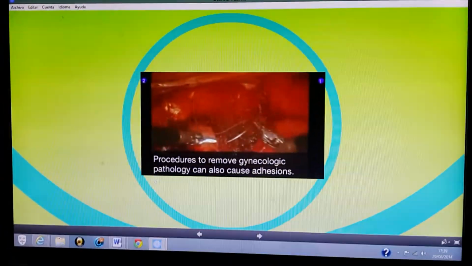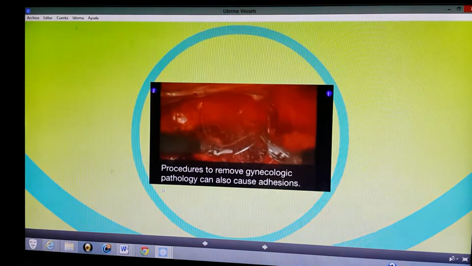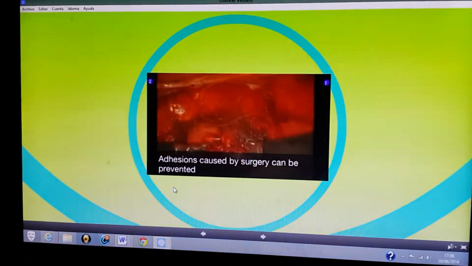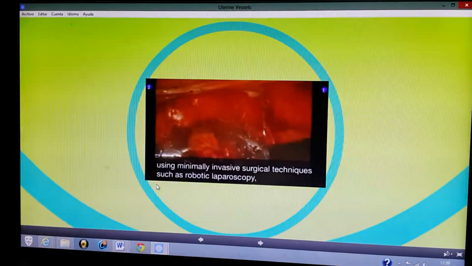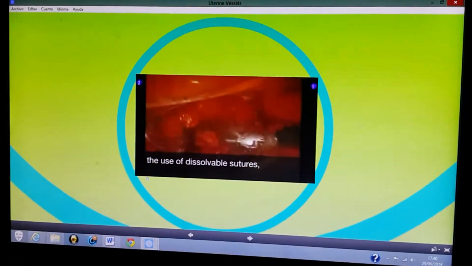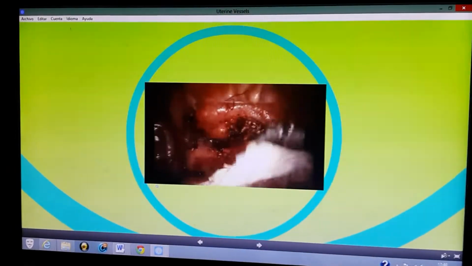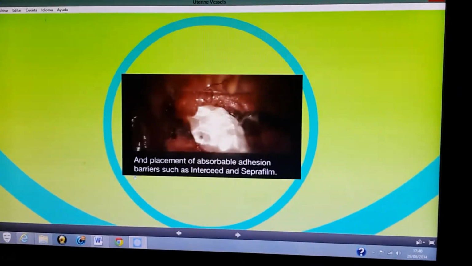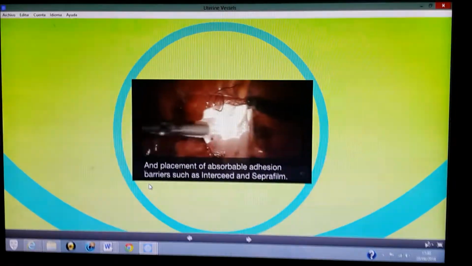Procedures to remove gynecological pathology, such as hysterectomy, can also cause adhesions. However, adhesions caused by surgery can be prevented. This can be achieved by using minimally invasive surgical techniques such as robotic laparoscopy, the use of dissolvable sutures, and the placement of absorbable adhesion barriers such as Interceed and Seprafilm within the surgical field.